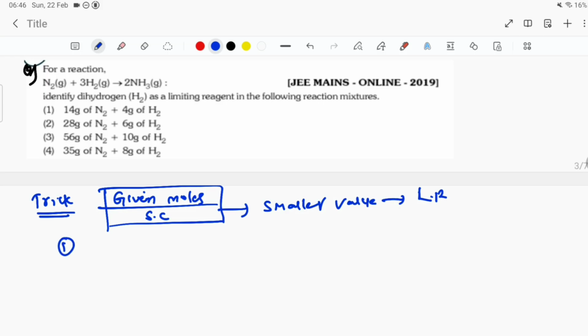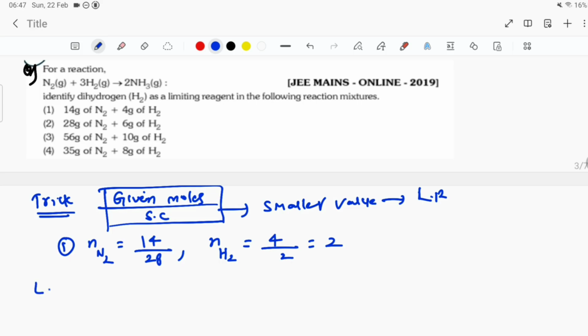First option you see here. First of all, how many moles of nitrogen are present here? First you calculate the number of moles. Number of moles of N2 is equal to 14 by N2 28. Number of moles of hydrogen is 4 by 2, which is 2. So these are the given moles.